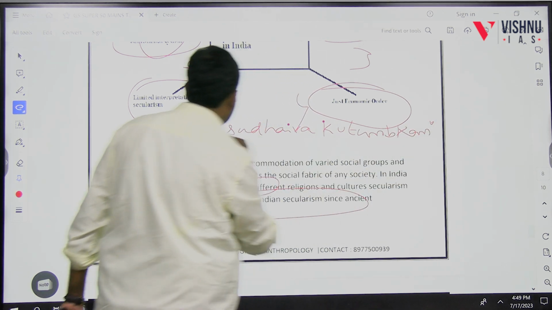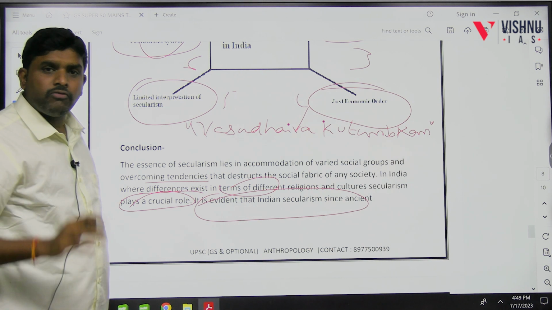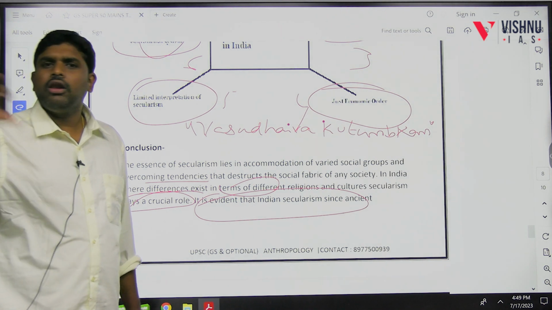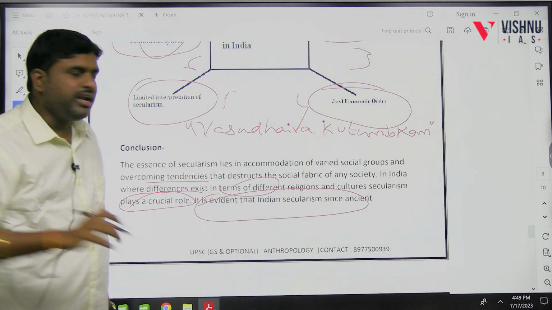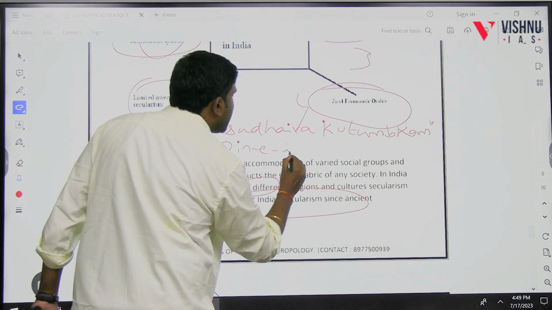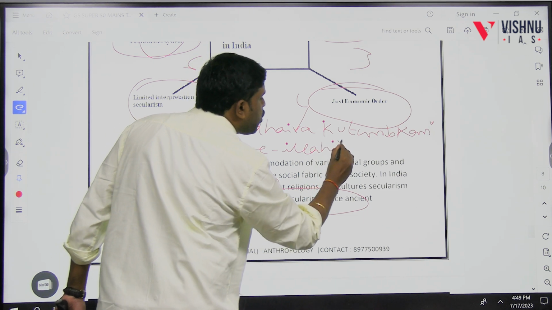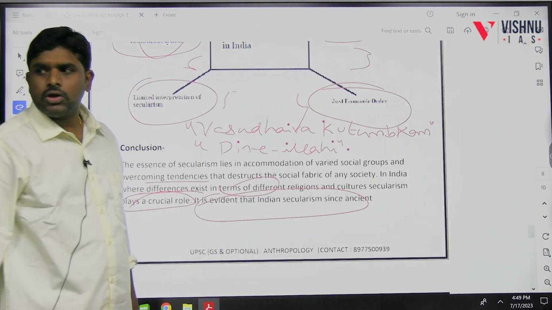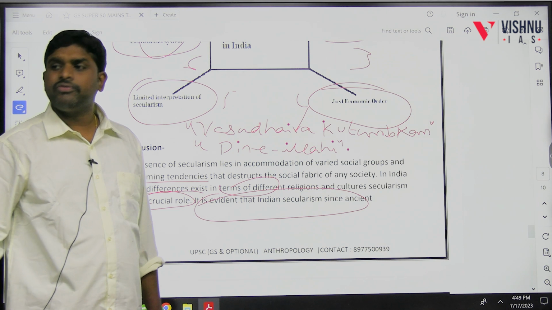Vasudhaiva Kutumbakam in our ancient India. Vasudhaiva Kutumbakam means all one family. And in medieval India we have Din-e-Ilahi. According to Akbar, all the religions are equal before the eyes of Sultan.